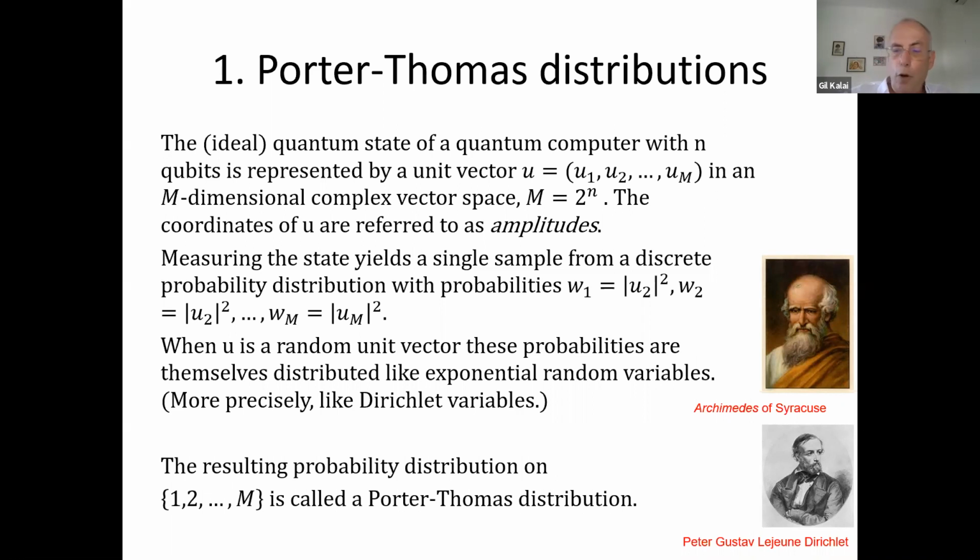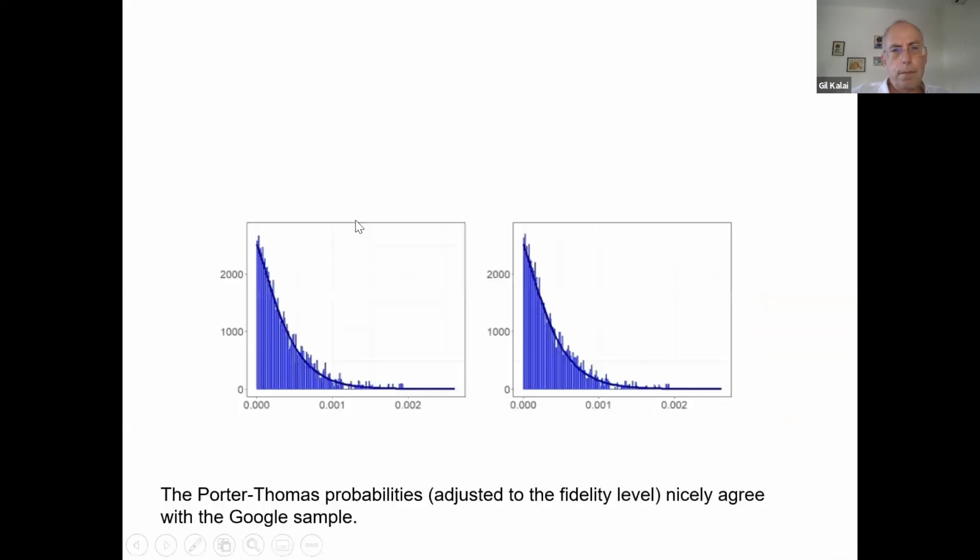This Porter-Thomas distribution appeared in quantum physics in fairly similar connections. Let me go on. Here we see the Porter-Thomas probabilities, already adjusted to the fidelity level. This is the case of 12 qubits, and they nicely agree with the Google sample taken from the quantum computer.